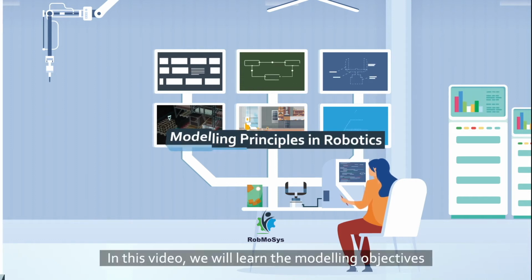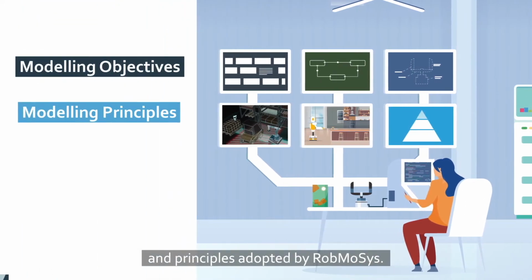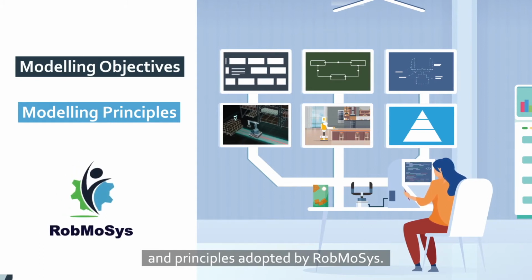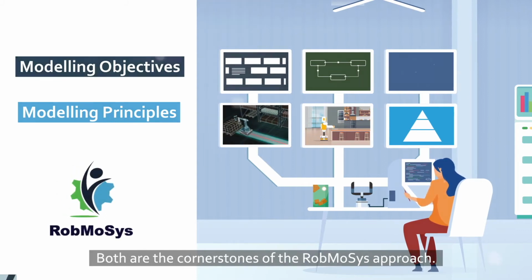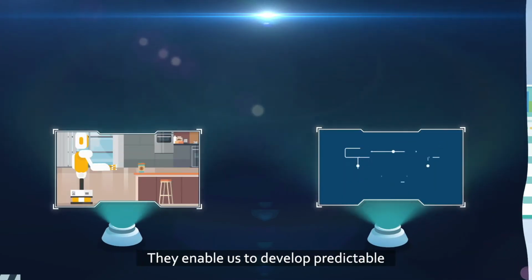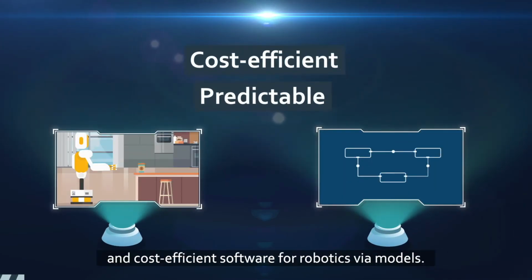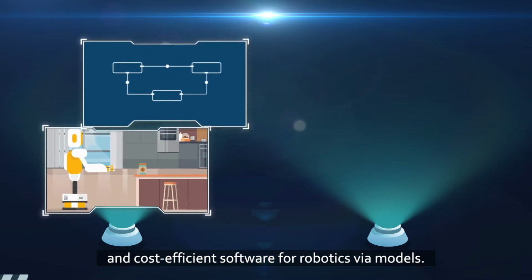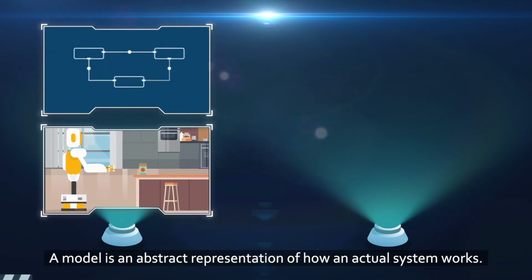In this video, we will learn the modelling objectives and principles adopted by RobMoSys. Both are the cornerstones of the RobMoSys approach. They enable us to develop predictable and cost-efficient software for robotics via models. A model is an abstract representation of how an actual system works.